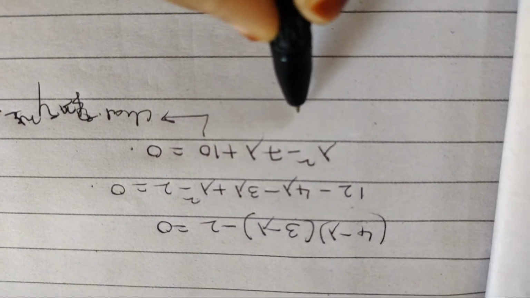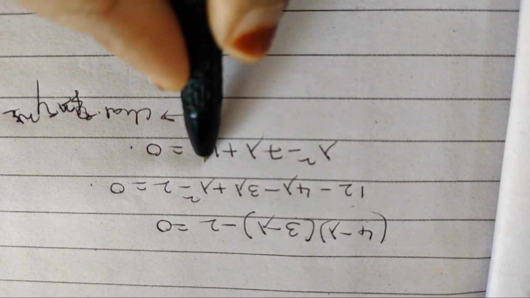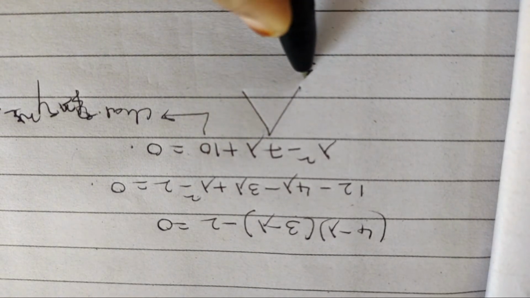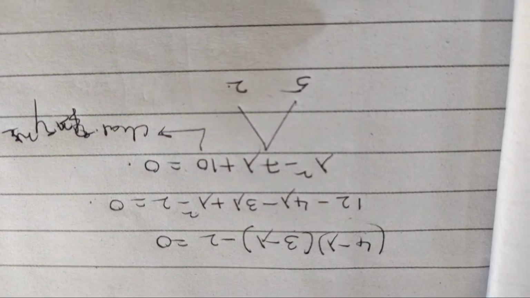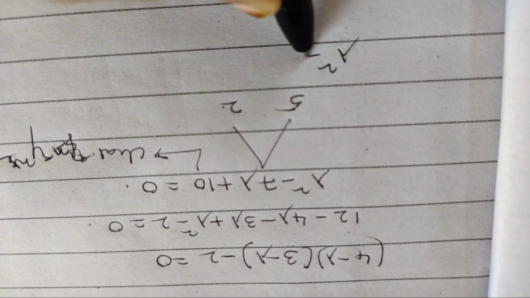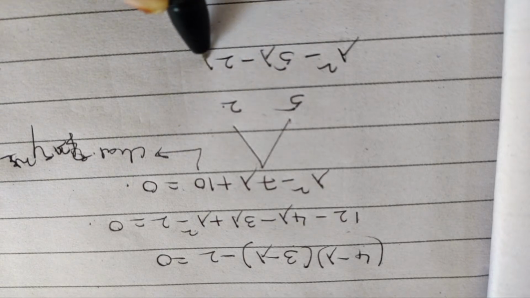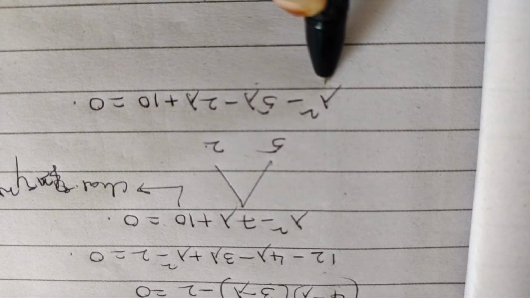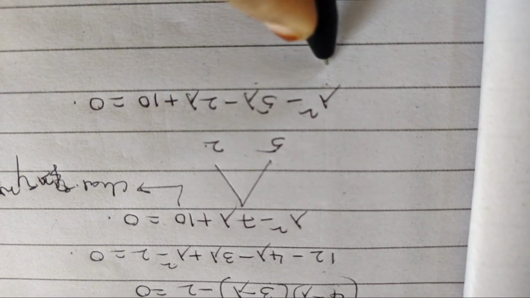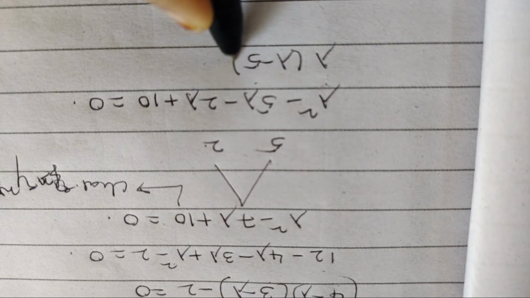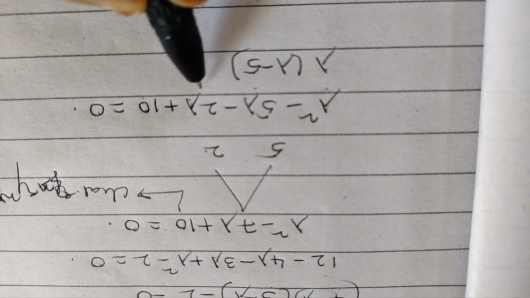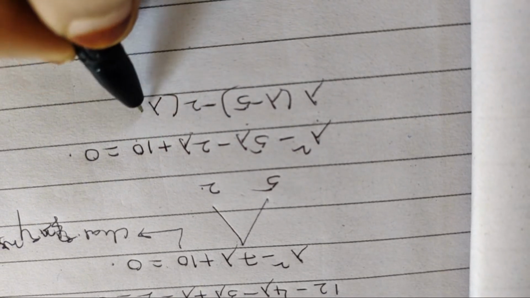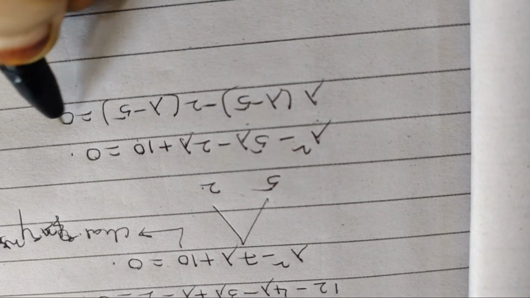Now for this one, 7 lambda and constant 10 I am having. So this 7 I can split into 5 and 2. So how am I going to write? Lambda square minus 5 lambda minus 2 lambda plus 10, which is equal to 0. From these two terms, I can take lambda as common: lambda of lambda minus 5, and from these two terms, I can take minus 2 as common: minus 2 of lambda minus 5, it's equal to 0.